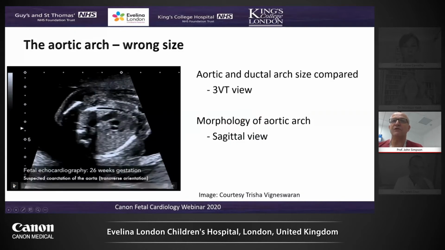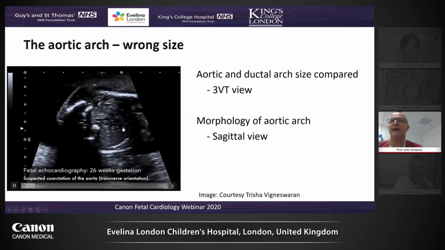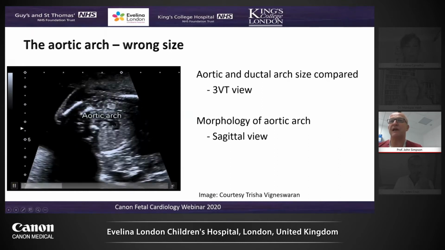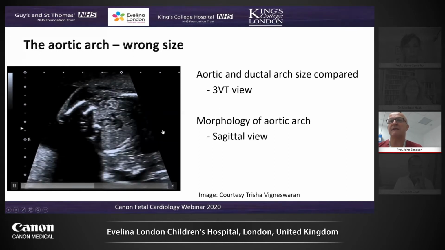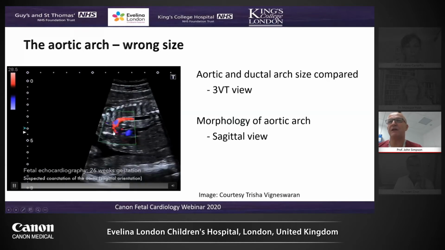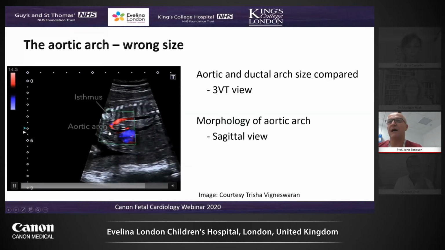This is what we more do in practice, is actually look with a sweep. So we go from the ductal arch through to the aortic arch, and note the size discrepancy here. And then we go on to get further information, looking on color flow at the anatomy of the ductal isthmal junction.